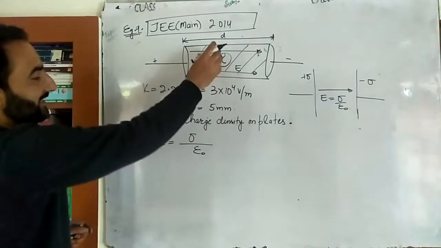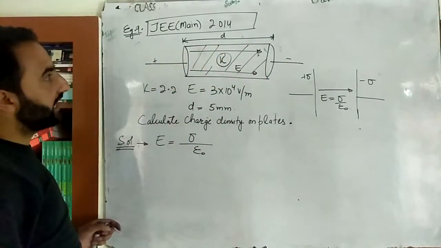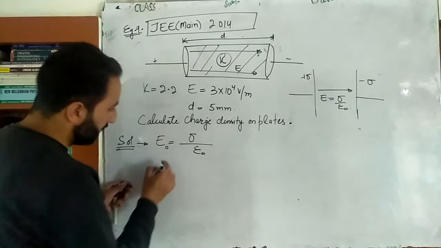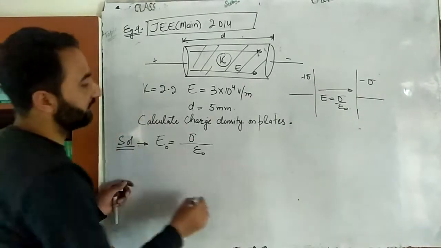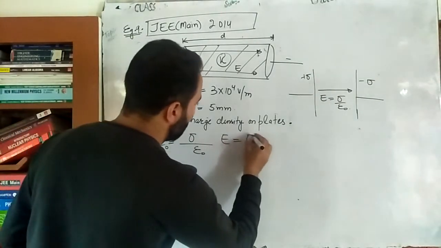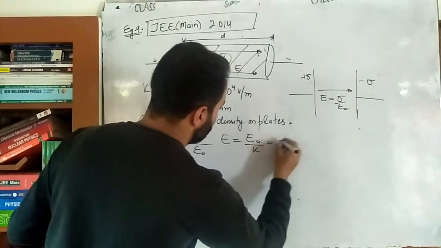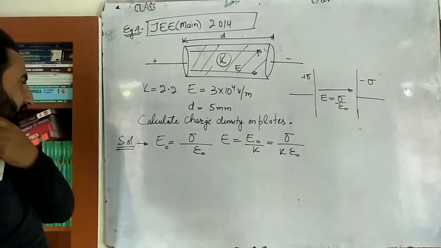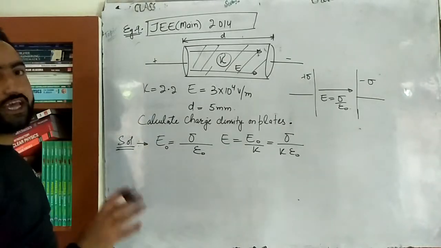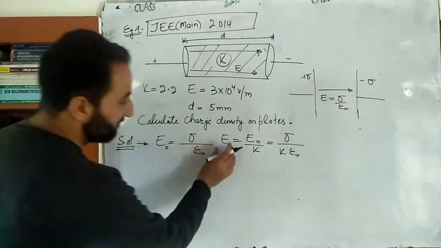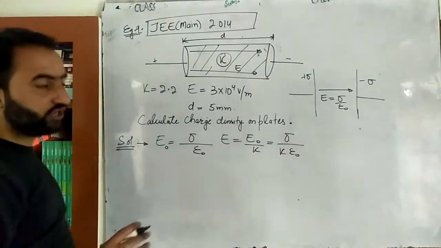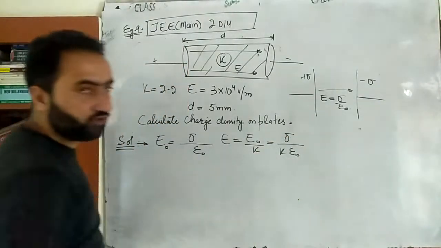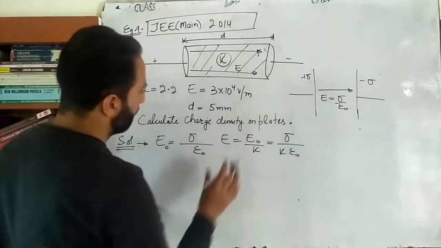But here there is a dielectric, and the dielectric slab is introduced. E naught is the electric field when there is no dielectric, and E will be equal to E naught divided by K. Right? So that means it's equal to sigma divided by K into epsilon naught. This is the electric field in absence of dielectric. In presence of dielectric, it will be E naught divided by K. The electric field reduces, so sigma divided by K into epsilon naught. Right? Okay. Now you have to calculate sigma.